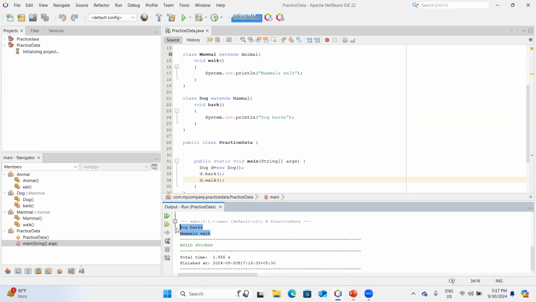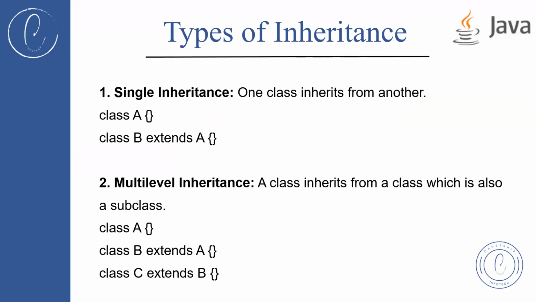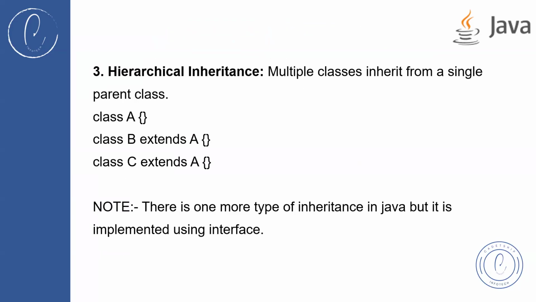So where do we use multi-level inheritance? We use multi-level inheritance when we have a hierarchy where each level of classes adds more specific functionality. So here, when we add certain classes, we add some more specific functionalities. So let's move forward. Next, we have hierarchical inheritance.